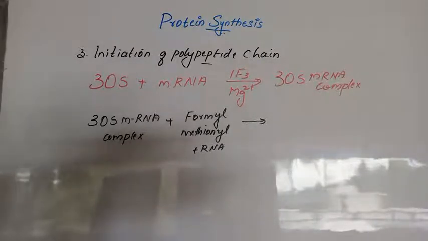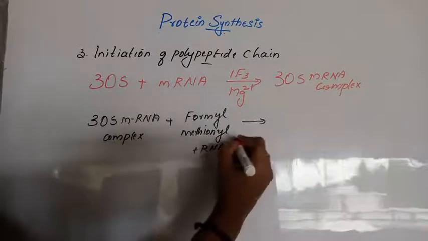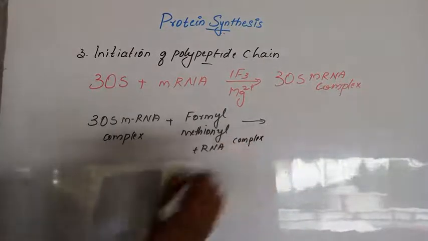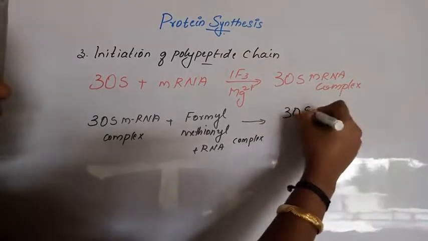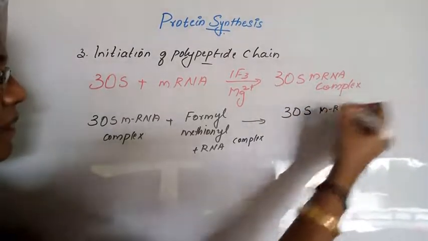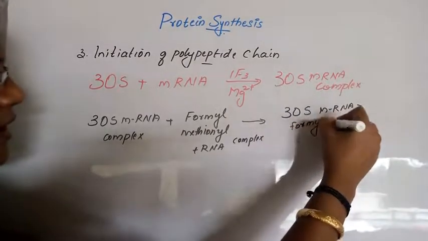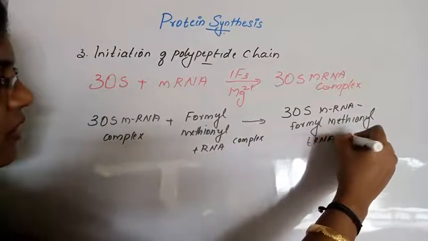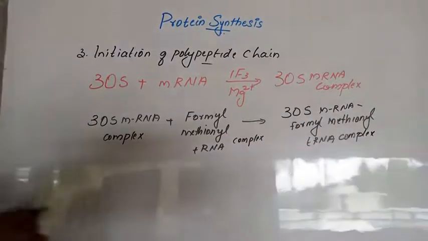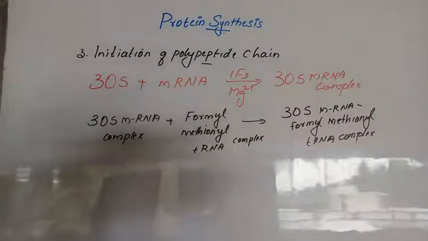Okay, so the 30S mRNA complex reacts with the formyl methionine tRNA complex to form the 30S mRNA formyl methionine tRNA complex. When the 30S mRNA complex reacts with the formyl methionine tRNA complex, it will form the 30S mRNA formyl methionine tRNA complex.